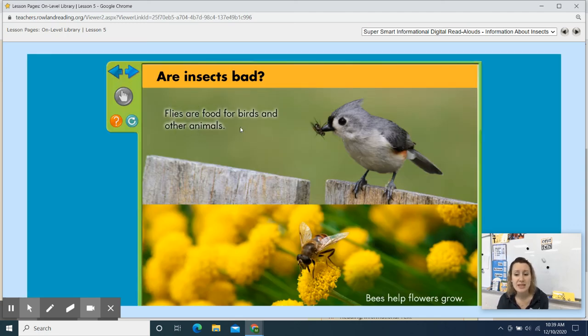Are insects bad? No. Flies are food for birds and other animals. And bees help flowers grow. If we had no bees, they need to mix up the dust in each flower. That pollen, they need to mix it up. And so when they go from flower to flower, it actually helps them grow. They actually help food get made too. If bees never visited the pumpkin flower, no pumpkins would ever grow. If no bees ever visited the apple blossom, the apple flower, no apples would grow. So we need them. And the other animals need them for food too.